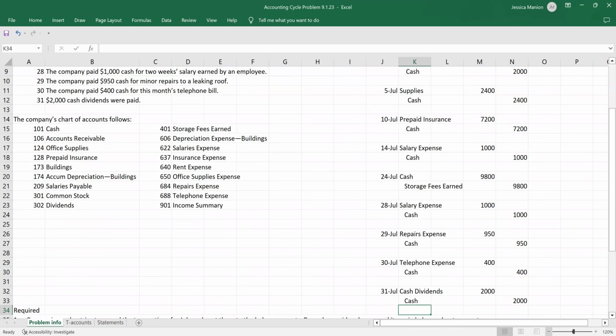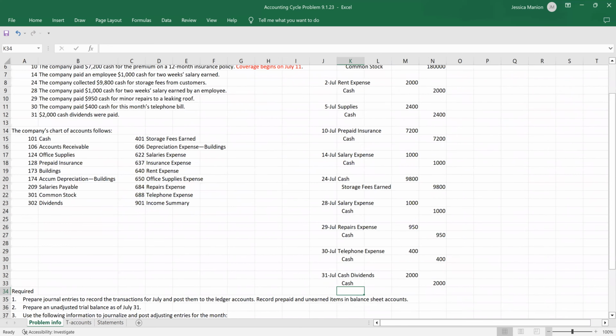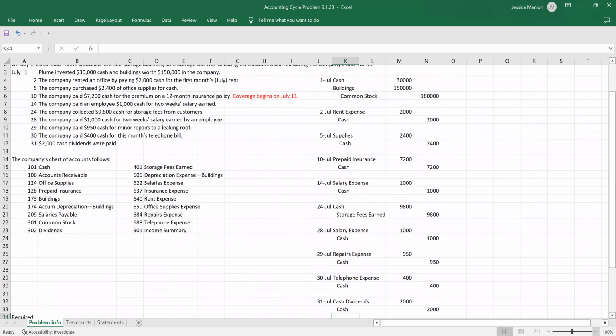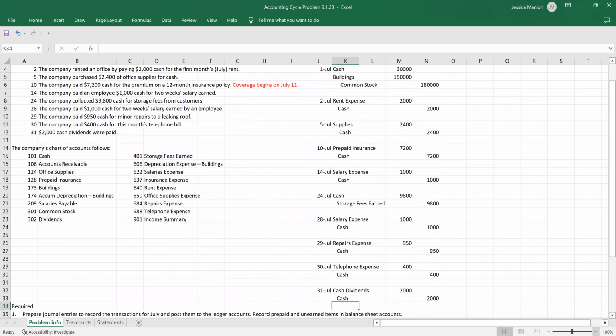All right, let me zoom out of this for a second. So there are our transactions, right? The 10 journal entries. And we updated all of our T accounts. So step one of the accounting cycle, we analyze the transactions. Step 2, we journalized the transactions. And then step 3, we posted the transactions to the ledger accounts, AKA T accounts, right? So we've gone through the first 3 steps. Any questions about those so far?